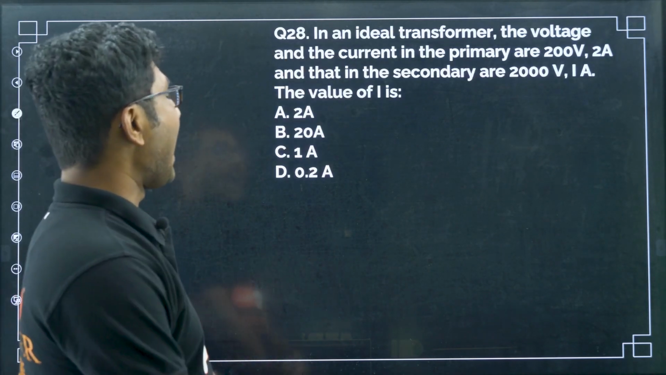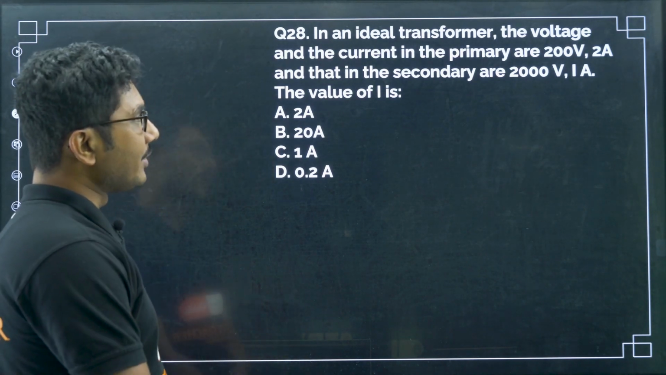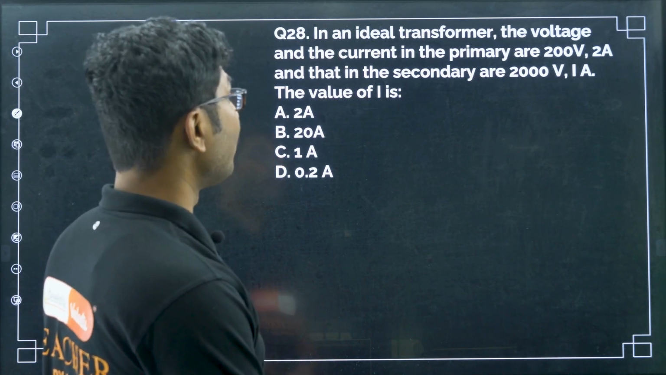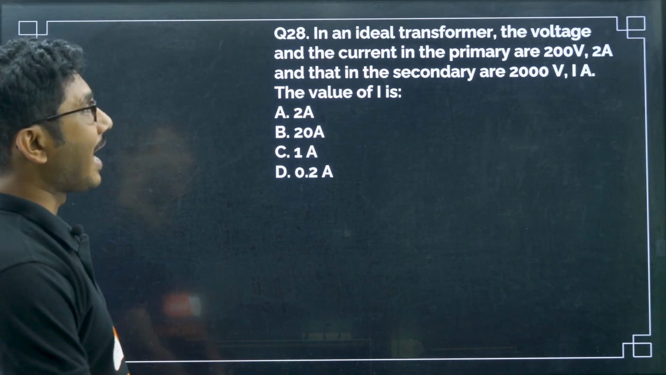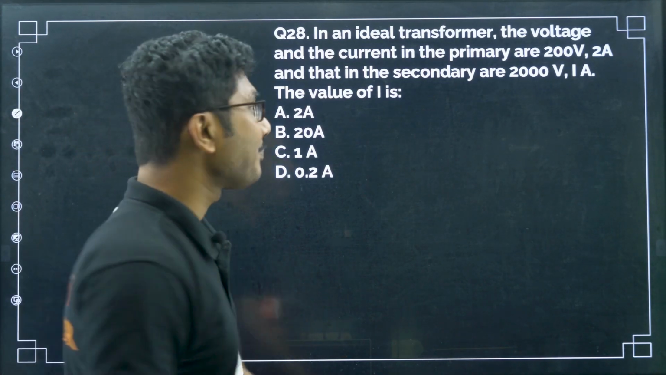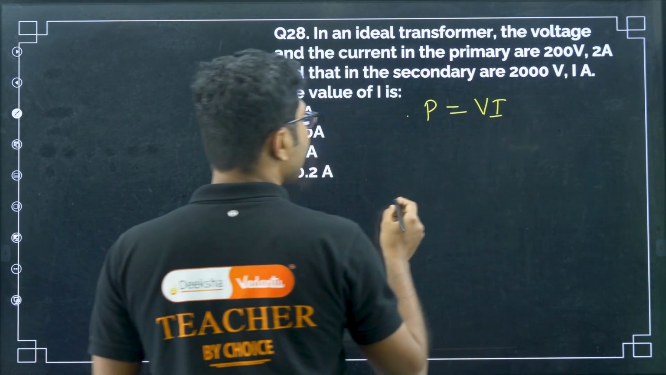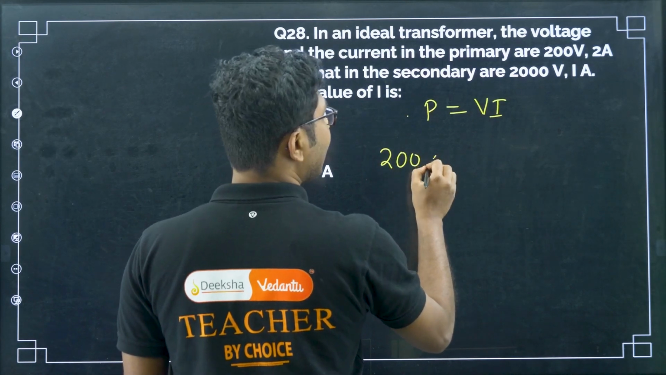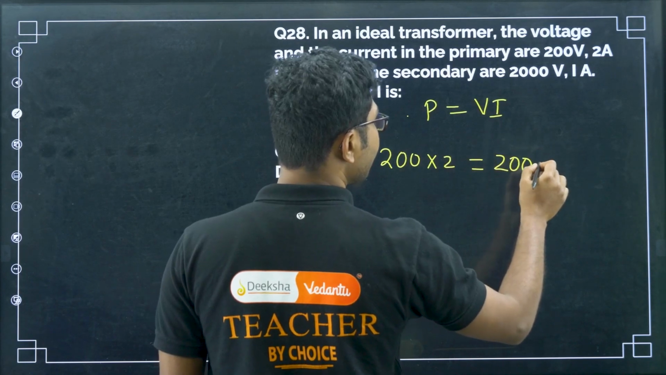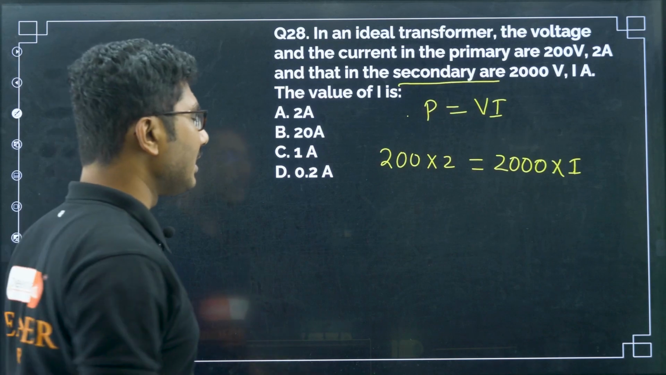Next. In an ideal transformer, the voltage and the current in the primary are 200 volt and 2 ampere, and those in the secondary are 2000 volt and I ampere. The value of I is? As I said, power dissipated in an ideal transformer is always the same. So what is the input power? Power is basically voltage times current. So input power is 200 times 2. What is output power? Output power is output voltage times output current. Secondary means output, primary means everything related to input, right.